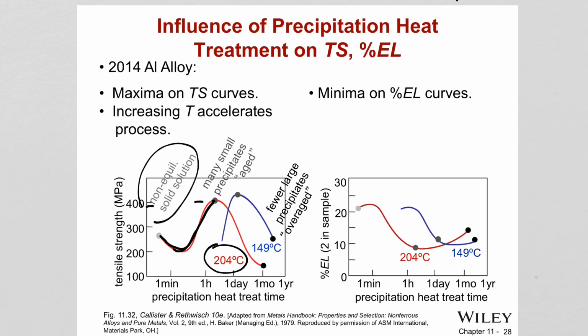Of course, the ductility follows the same trend, but opposite, right? So when the tensile strength is maximum, you achieve the lowest ductility in both samples.